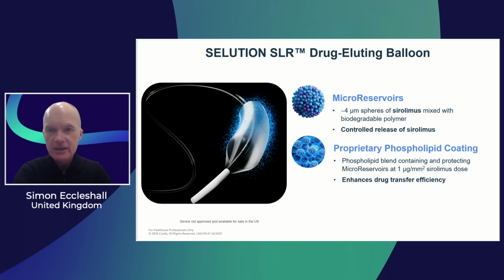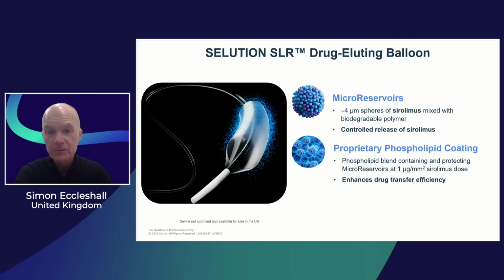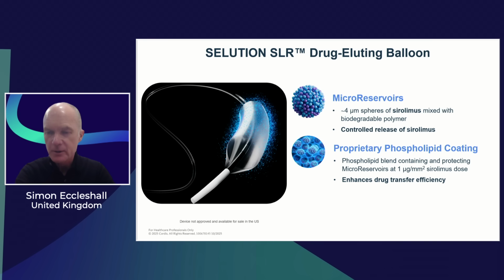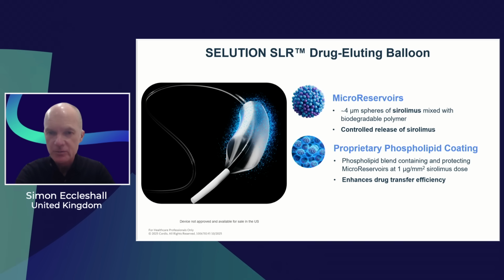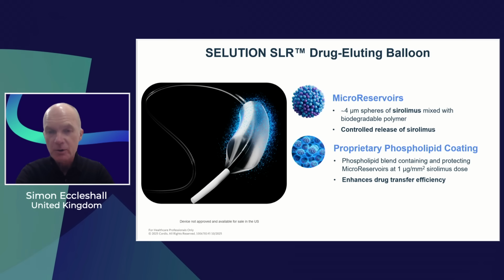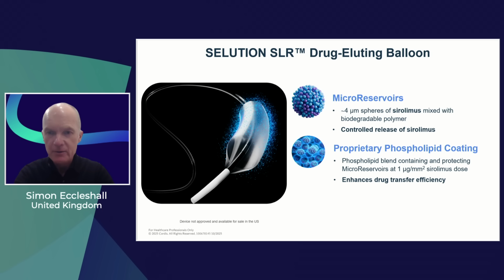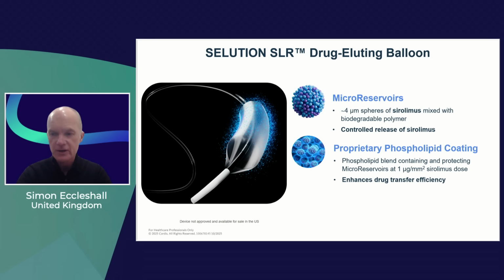So the SELUTION SLR drug-eluting balloon, as you're probably all aware now, is a balloon that delivers the drug using the concept of sirolimus mixed with a biodegradable polymer. It's the type of polymer you'll see on a drug-eluting stent, and it gives a controlled release of the sirolimus into the blood vessel wall, and it has a phospholipid coating that delivers the microreservoirs to the blood vessel wall appropriately, keeping it bound on the balloon during the transit through the patient to the coronary artery.